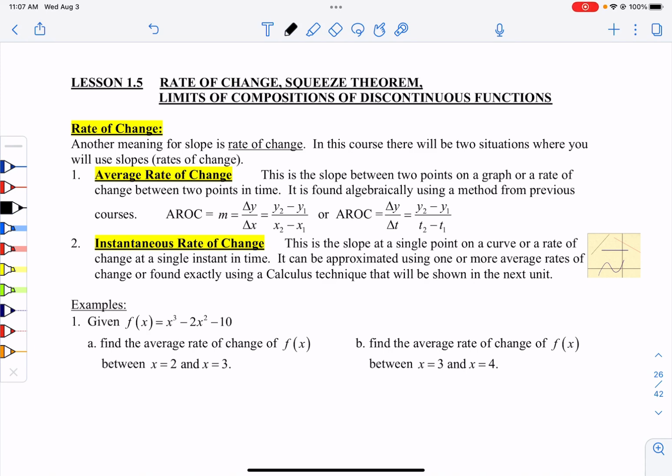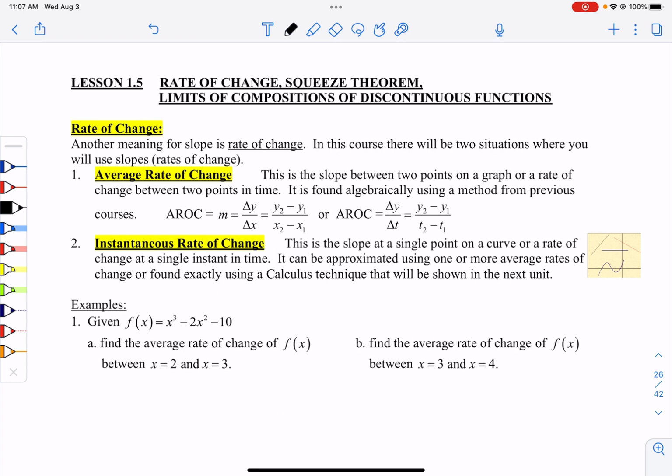All right, lesson 1.5, we're talking about rate of change, which is going to be a whole bunch of review for you guys. Squeeze theorem, which theoretically should be review, but again, this is Utah. Some things aren't taught in the core the way they are in other states. So squeeze theorem might be brand new for most of you. And then we'll do a couple limits with some compositions of functions, kind of some cool problems, which we'll expand on a little bit more another day.